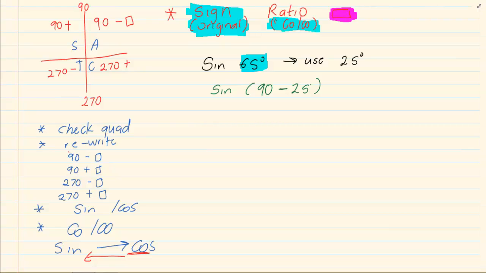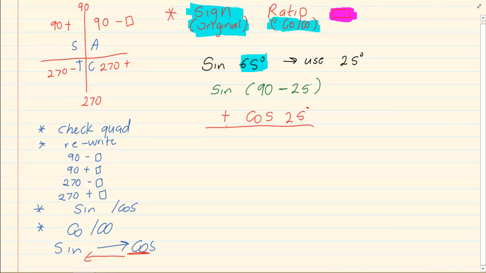But now, after you've rewritten, how do we reduce? My sign in the first quadrant for sin is positive. The ratio must be the co-function, so it becomes cos. And the angle, 25. So it would be positive cos 25.